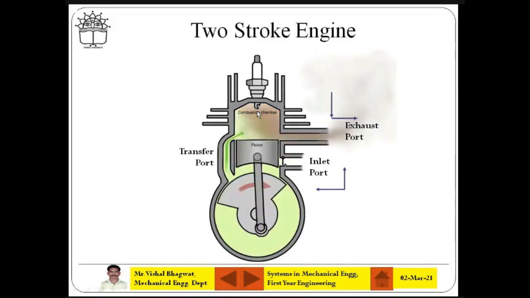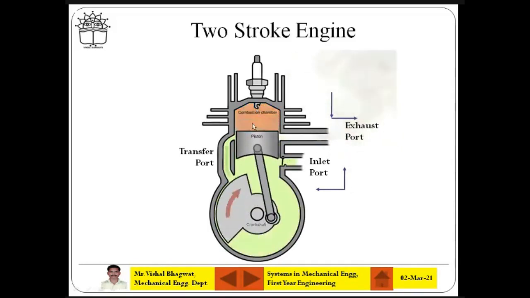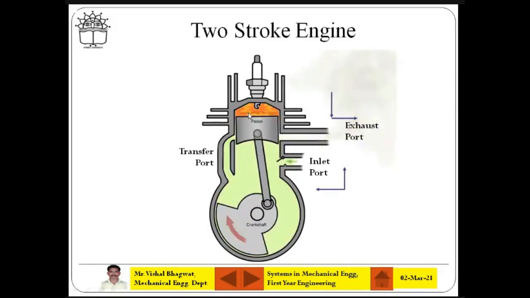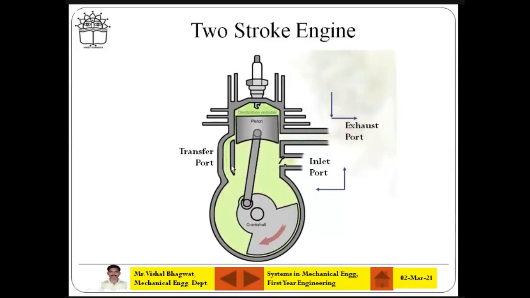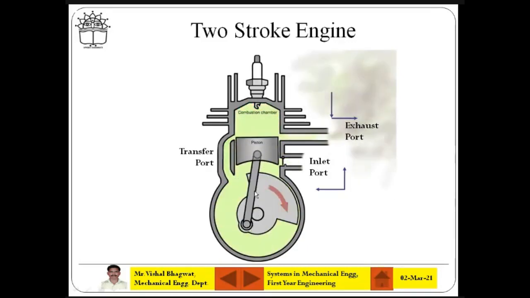Now it is getting compressed, and then there is a spark plug and it is burning. And piston going down means what? At that time the burned fuel gases are going out. Okay, so this is the complete working, but now you need to check which two strokes.